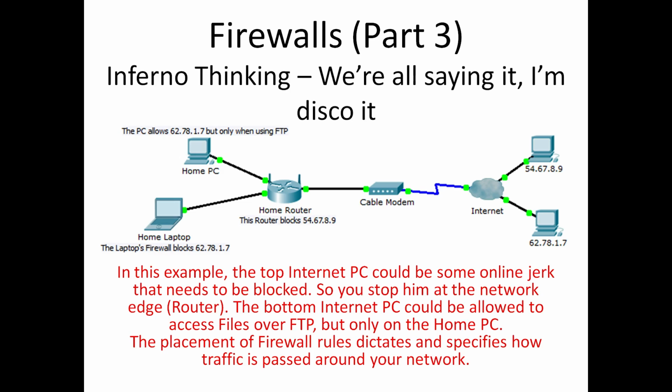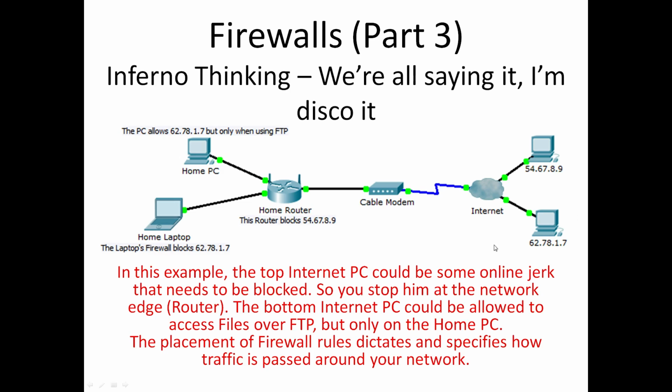So in this example here, we have this top PC, which is just a PC from the internet. And in this situation, we're going to say this is Jimmy the Jerk, and you don't want him having to do anything with your network. So on your home router here, you can have a firewall on it that says block this IP address. So that way, anytime Jimmy the Jerk tries to access your network, he's immediately blocked at the very front line. By putting it here, we block any attempts at him getting in our network.